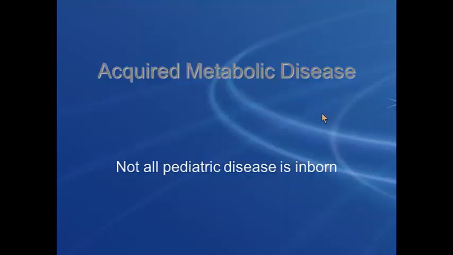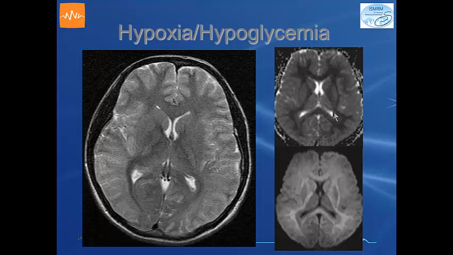So as I'm about to finish, we will be talking a little bit about acquired metabolic diseases. Don't forget, in many patients, not all pediatric disease is inborn errors. And hypoxia, hypoglycemia can also give rise to abnormalities. And here, the first example that I showed you of widespread gray matter involvement can be a manifestation, as can this, because this is a 13-year-old boy who had a near-drowning episode of asphyxia and hypoxic ischemic brain damage.